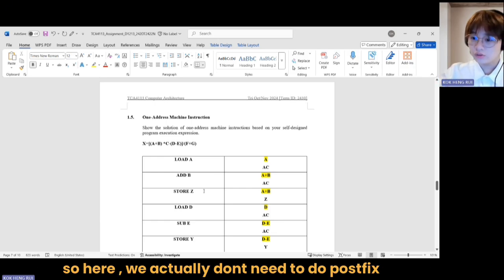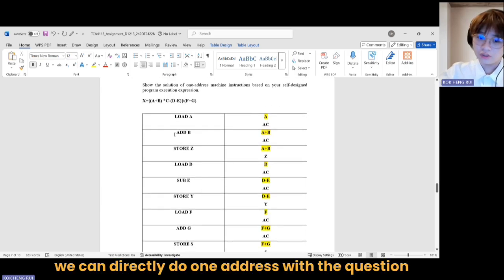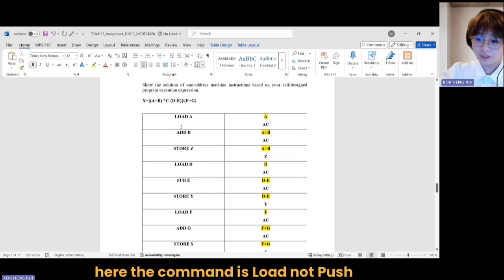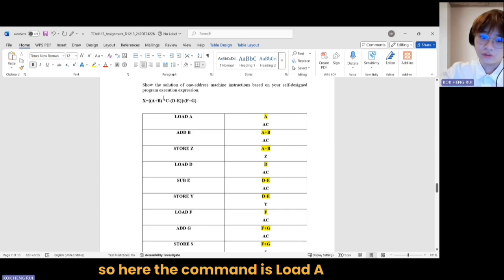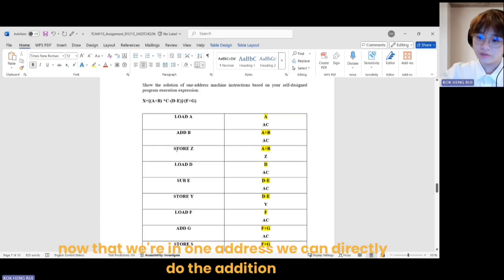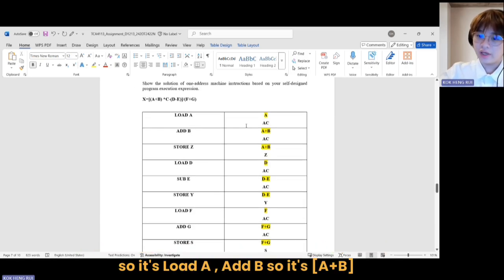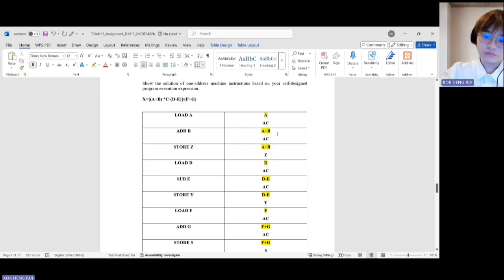Here we actually don't need to do a postfix notation. We can directly follow the question. So here the command is load, not push. The command is load A. So we load A into register AC, the accumulator. Now that we're in 1 address, we can directly do addition. So it's load A, add B. So it's A adding B.